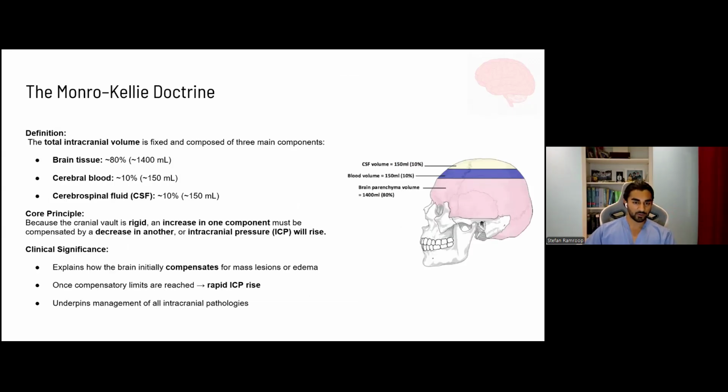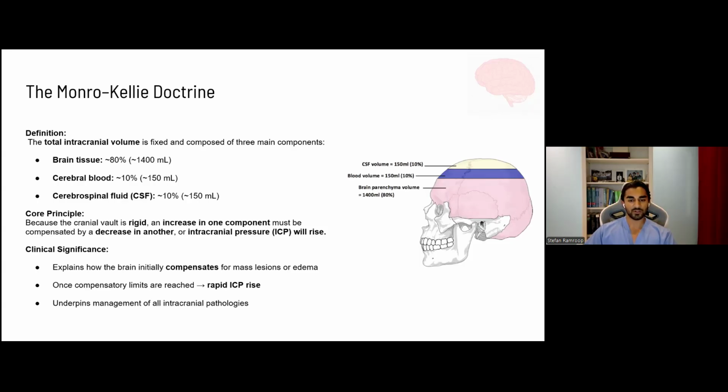Now, the Monro-Kellie doctrine. We talked about cerebral autoregulation, which helps maintain a stable blood flow. The Monro-Kellie doctrine basically is how the brain maintains stable pressure. So essentially what it says is the cranial vault is a rigid, non-expandable box, and the total intracranial volume is constant. That constant volume is made up of three components: 80% brain tissue, 10% blood, and 10% cerebrospinal fluid.